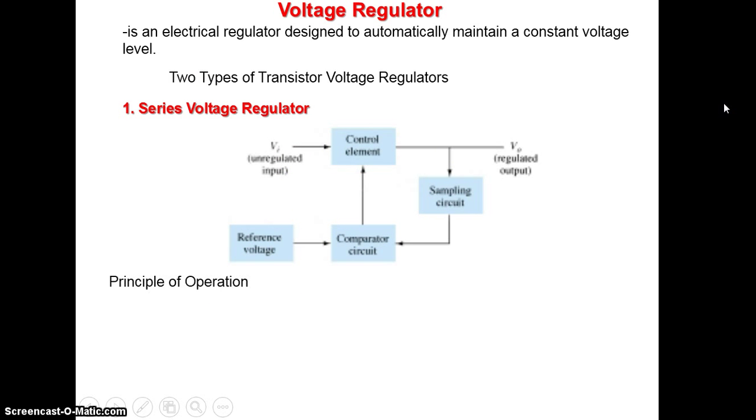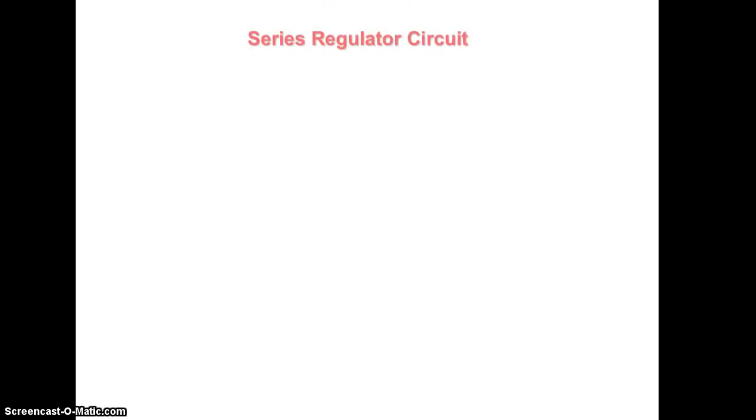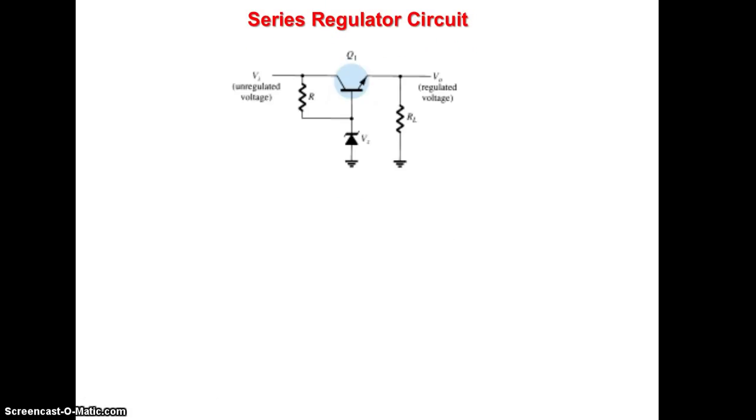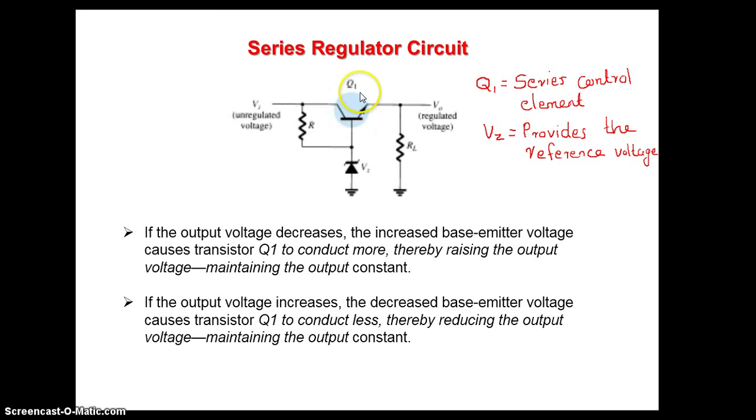Now we will go to the first voltage regulator, the series voltage regulator using a transistor circuit. Here Q1 is the series control element. This is the control element, just to compare it with the previous block diagram. And VZ is a Zener diode. It provides the reference voltage to the comparator. So Q1 is the control element and VZ provides the reference voltage.